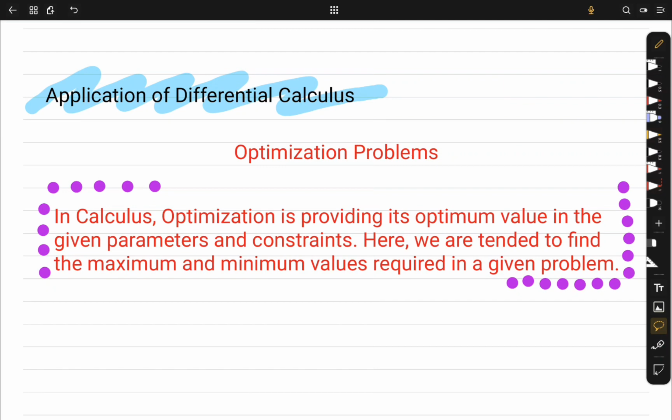Good day everyone, this is Sir Echo, and for today's discussion, it is all about the application of differential calculus, which is optimization or optimization problem.